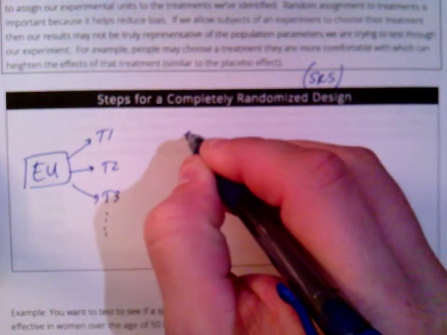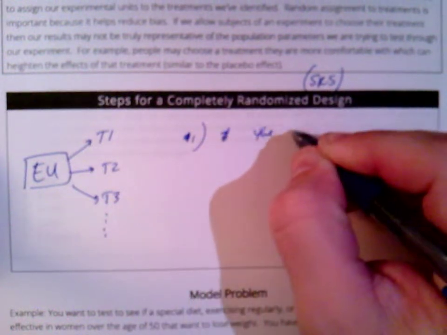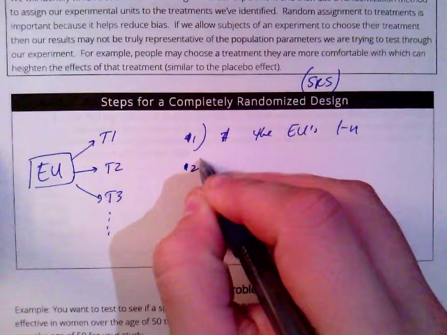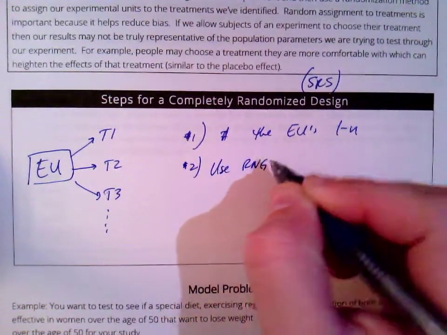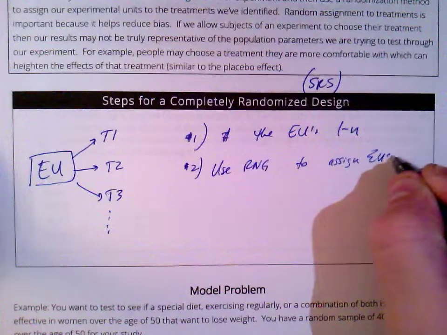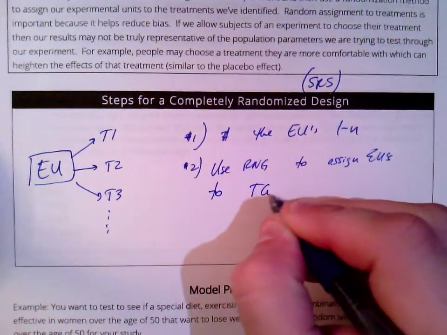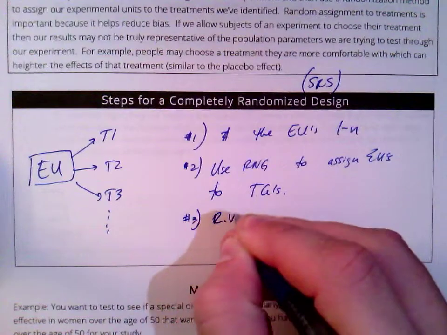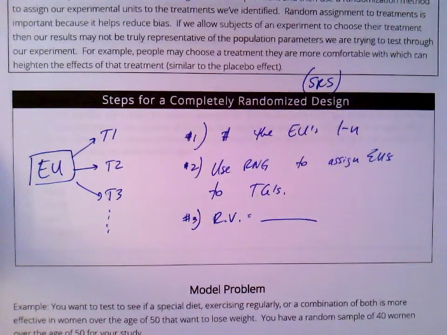So just kind of like an SRS, my step number 1, number the experimental units 1 through n. Step number 2, use a random number generator to assign EUs, the experimental units, to treatment groups. And then step number 3, measure the response variable, whatever it is. Pretty straightforward, just like the SRS. Except I'm not randomly picking people. I've already picked them. I'm randomly assigning them to treatment groups.